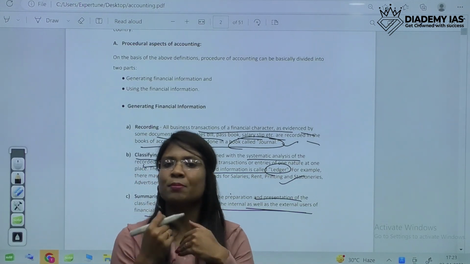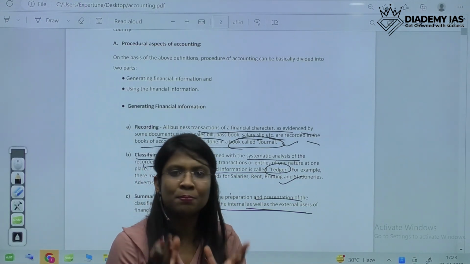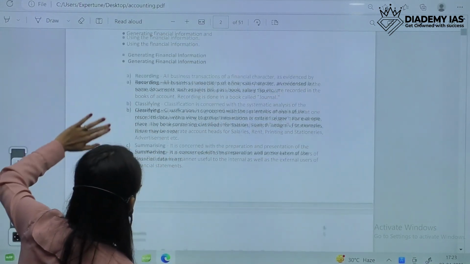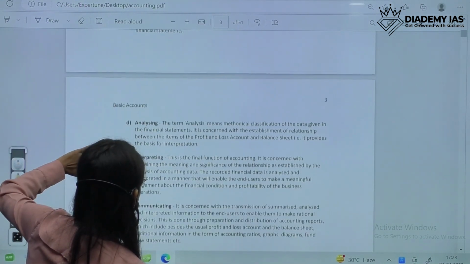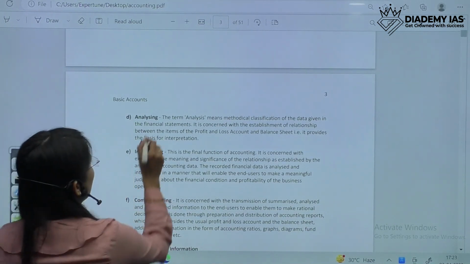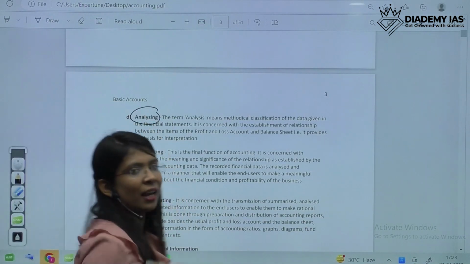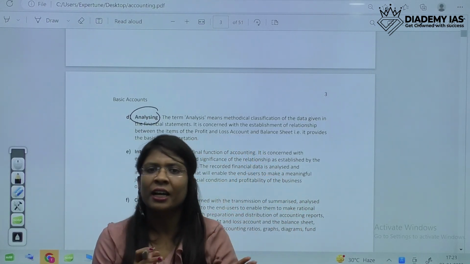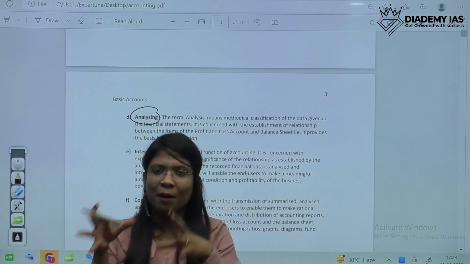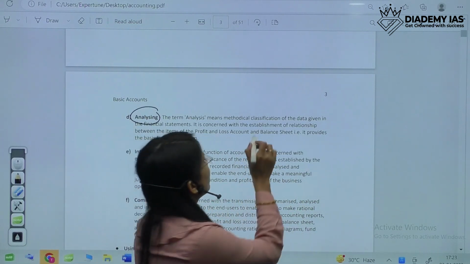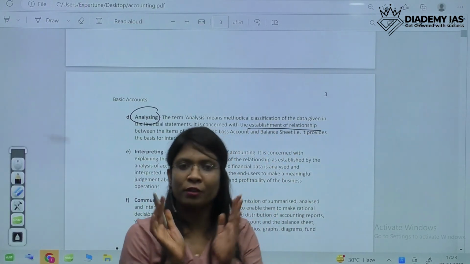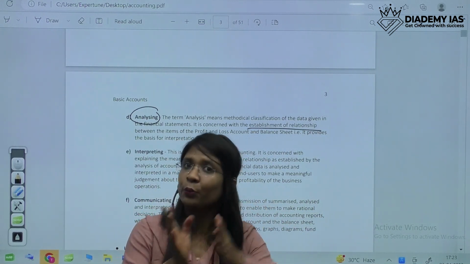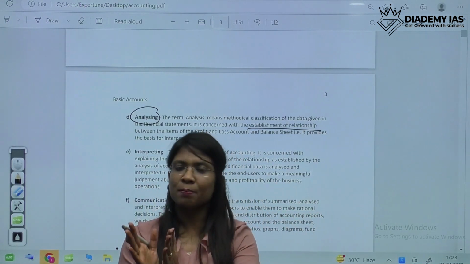Then after these there are 2-3 steps which help in interpretation of the results. So now I'll explain those 3 steps. First is analyzing. What do we mean by analyzing? Analyzing says that, for P&L and balance sheet, we have to make a relationship. We have to establish a relationship between some P&L items and some balance sheet items.